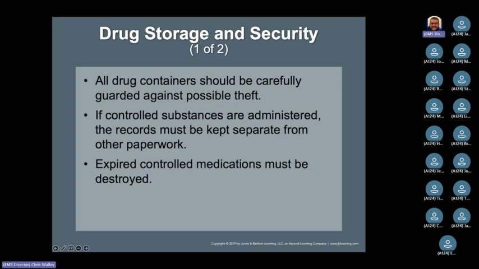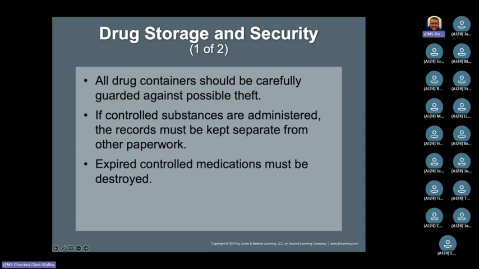If a controlled substance, such as a narcotic, is administered, the records may be kept separate from other paperwork. Electronically, they can go in there and have those pulled, or once it's certain keystrokes or it's coded a certain way on the back end, they may send that paperwork there. The DEA can come in and inspect that paperwork at any particular time.